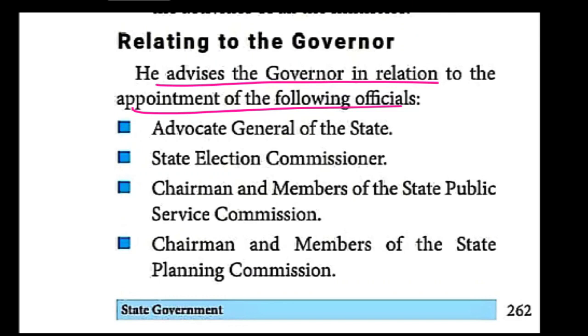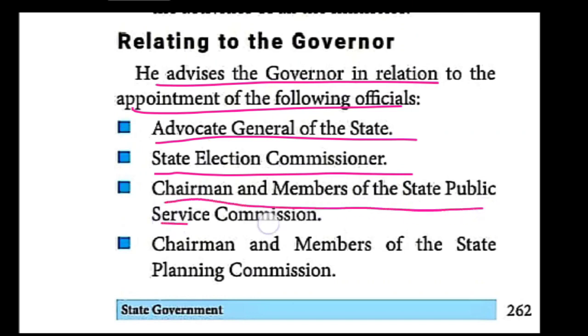When the governor is appointing the following officials, the chief minister has the power to give advice to the governor: the advocate general of the state, the state's election commissioner, the chairman and members of the state public service commission, and the chairman as well as members of the state planning commission. So this much only is given, children. This is the essay answer. Listen carefully.